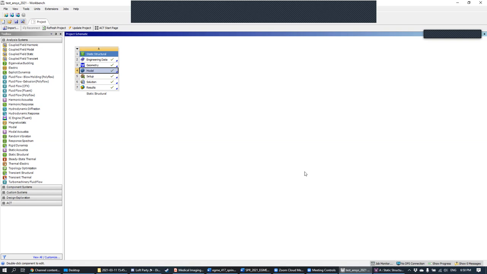So after you apply all that stuff, you need to go and manually save it in Workbench before you close it, because it doesn't save automatically when you do that stuff. Okay, then I'll just redo it.